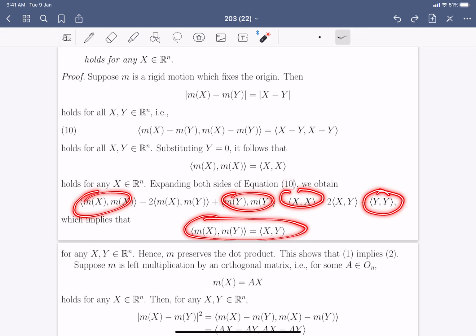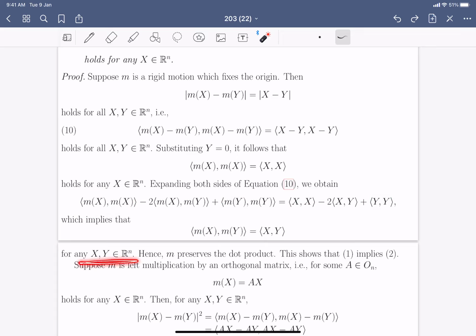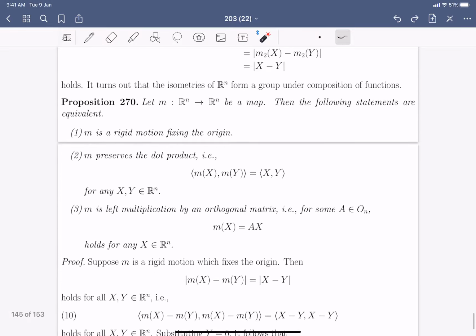So we obtain that the dot product between mx and my is the same as the dot product between x and y for any x, y inside Rn. Here we used an elementary trick, but it is very useful. Great. So it means that we have established the second criterion, assuming that the first statement holds.